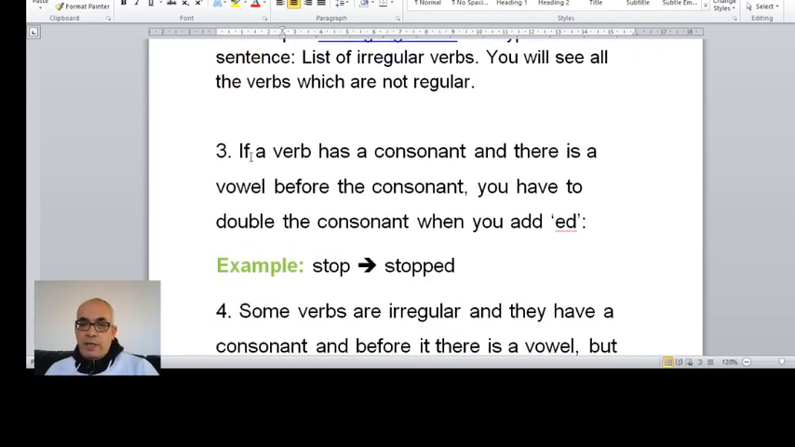Now again here, if a verb has a consonant, as you can see, this is p, a consonant, and there is a vowel before the consonant, o is a vowel, you have to double the consonant when you add ed. So I repeat, this is p, a consonant, before it what? A vowel, o is a vowel. I want to make stop past, so what do I do? I double the p. Why? Because before p there is a vowel.